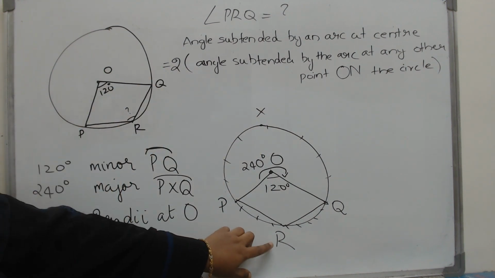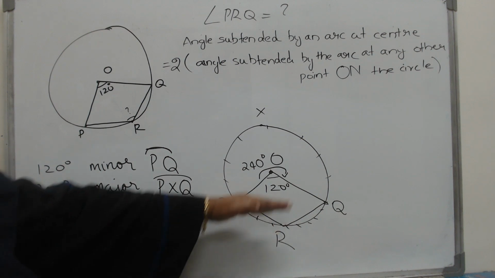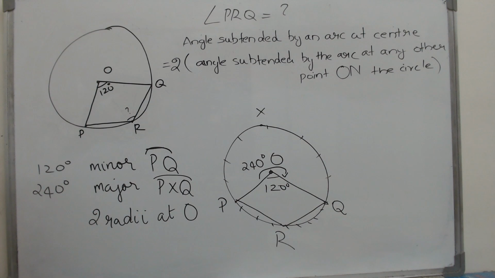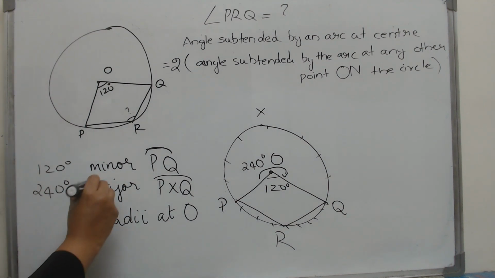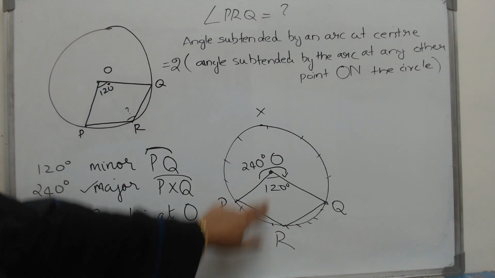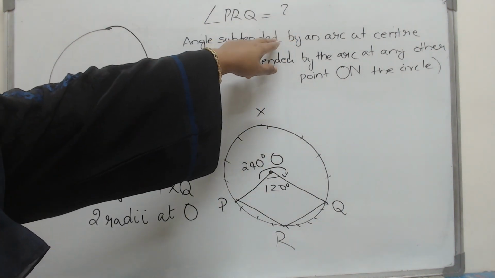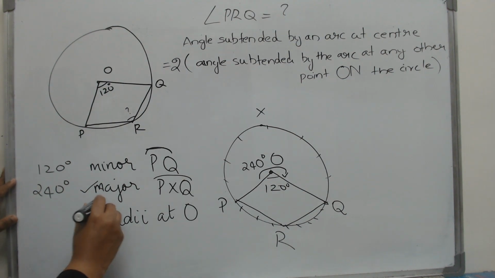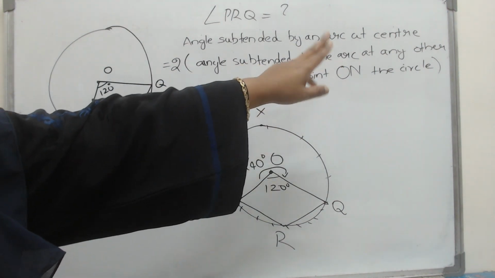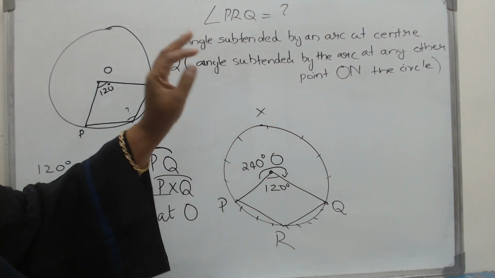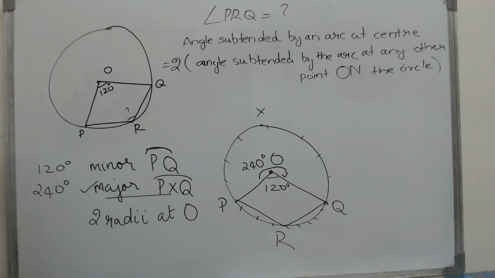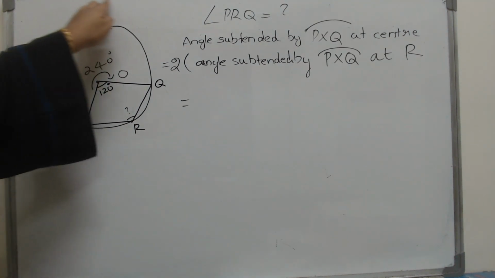So where is our R lying? Our R is lying in the smaller segment. It is lying in the minor segment. So this is the arc which has made this angle. So that means the arc that we are talking about here is actually the major arc PXQ, and the other point we are talking about is the point R. So this is the major arc PXQ.